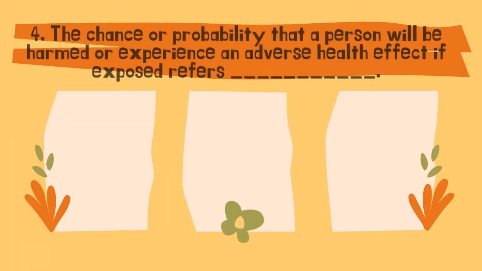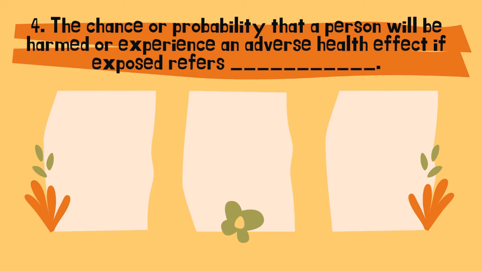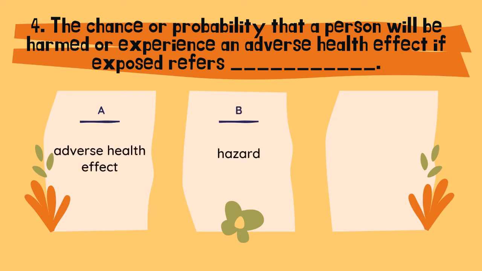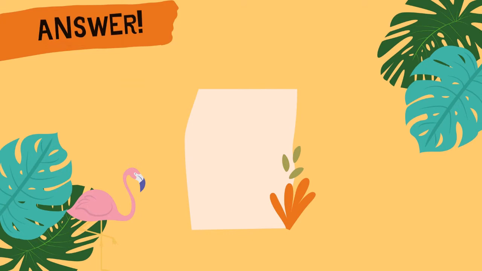For question number 4, the chance or probability that a person will be harmed or experience an adverse health effect if exposed refers to A, adverse health effect, letter B, hazard, and letter C, risk. So the correct answer is letter C, risk.